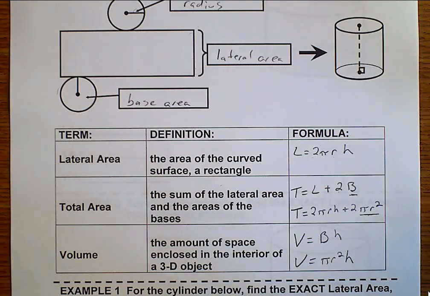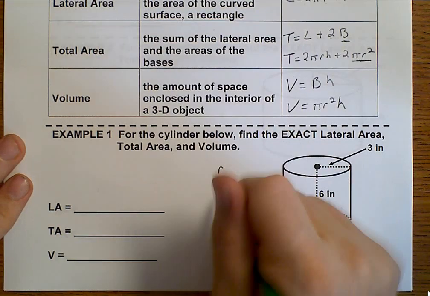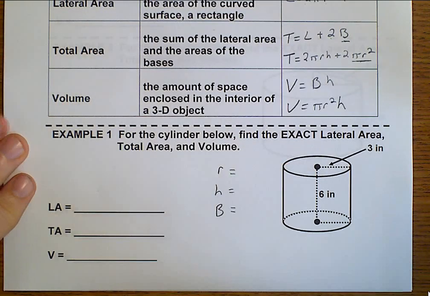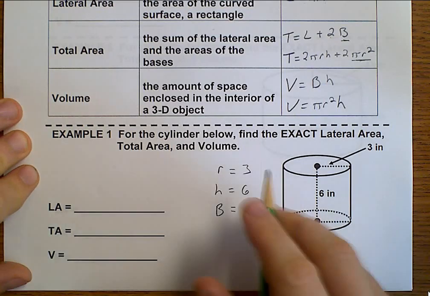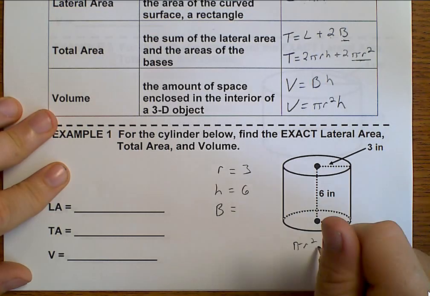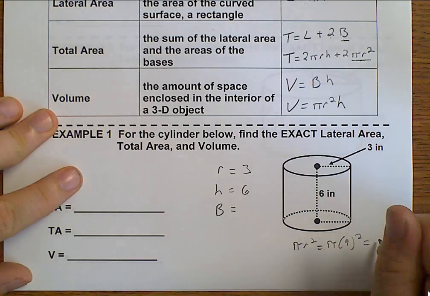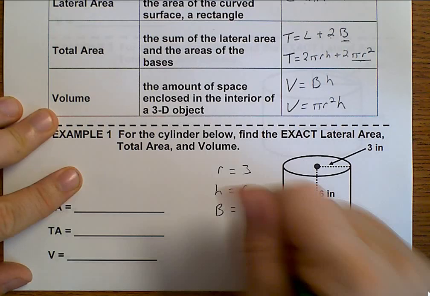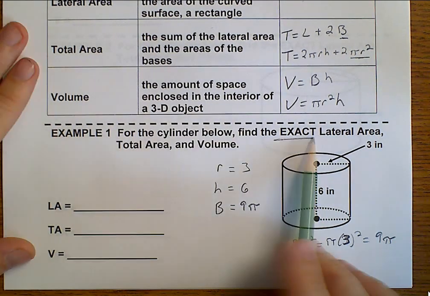Let's go ahead and use that for example number 1. So we're going to need our radius, our height, and the area of our base. So the radius would be 3, the height would be 6, and the area of our base would be pi r squared, so pi times 3 squared, which is 9 pi. Now we're going to be leaving these in terms of pi because they want exact.